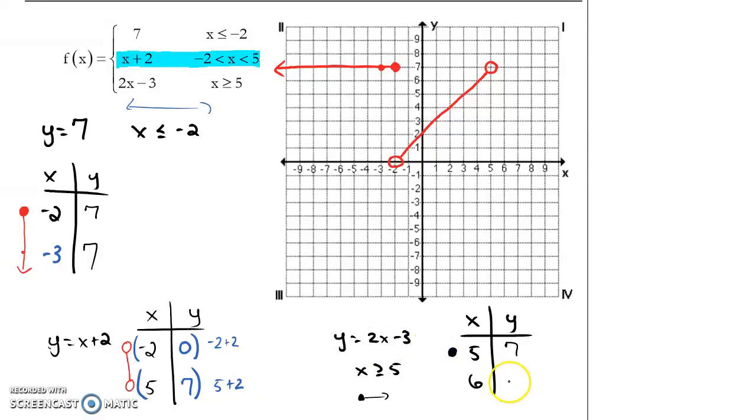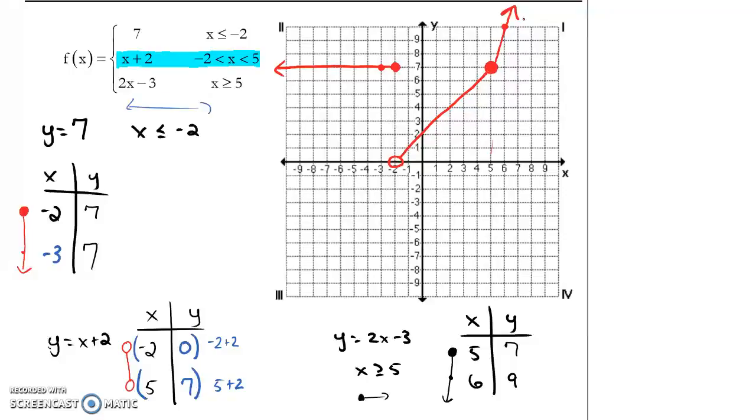12 minus 3 is 9. It's not an endpoint of my inequality, so it's a closed circle, and I'll go through it. 5, 7 winds up as a closed circle. 6, 9 closed circle. I don't stop this time. I go through and put an arrow.